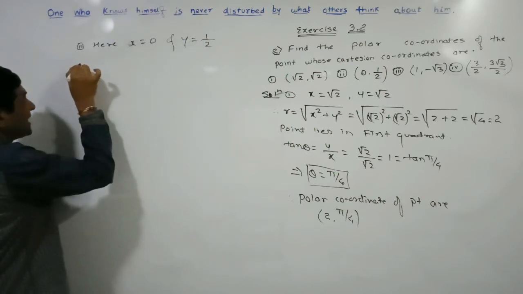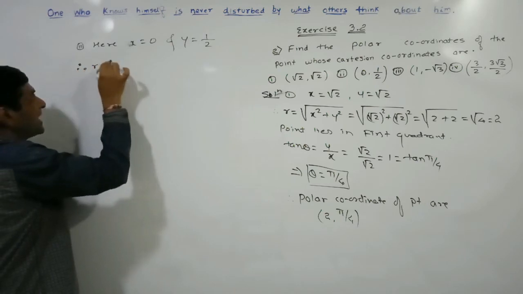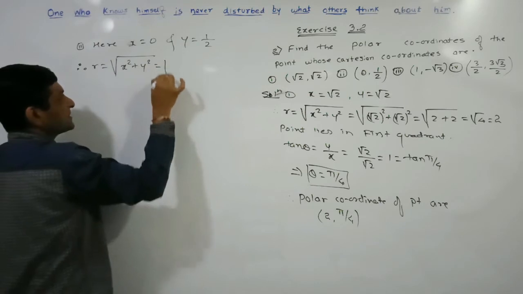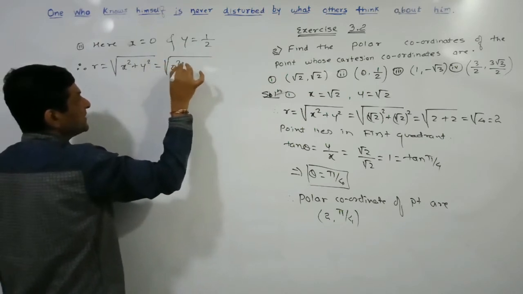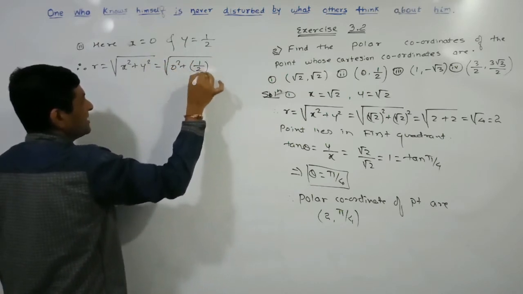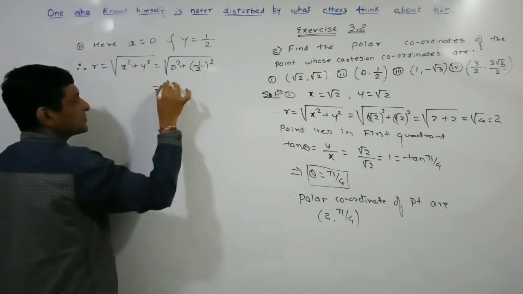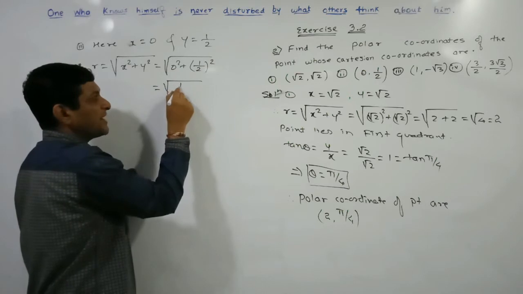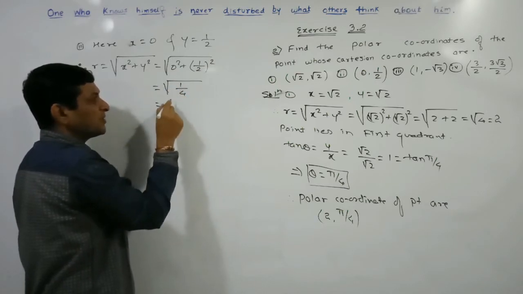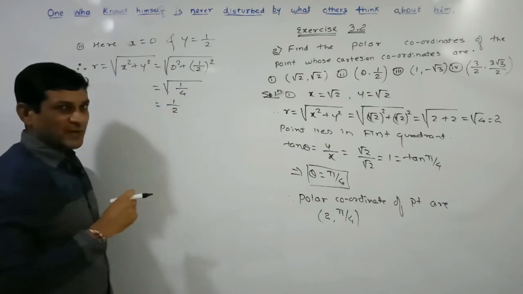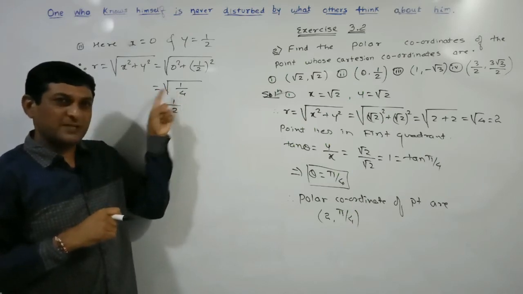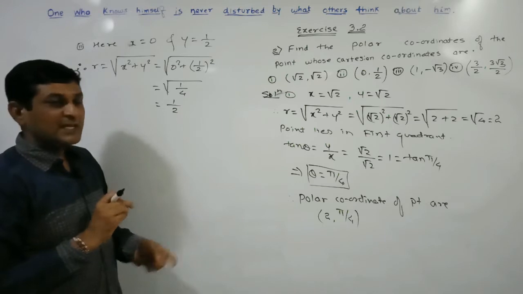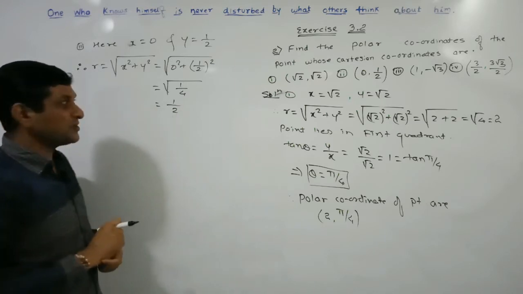So find out polar coordinate. First find out value of r, applying the formula under root x square plus y square. Now just substitute the value. X means 0 square plus y means square of 1 by 2. Let us simplify it here. Square of 0 is 0, not necessary to write 0, and square of 1 by 2 is 1 by 4. So square root of 1 by 4 is equal to 1 by 2. We are not considering both the roots, plus or minus, because r is nothing but what? Distance of the point from the origin. So that's why we are considering only positive root here.